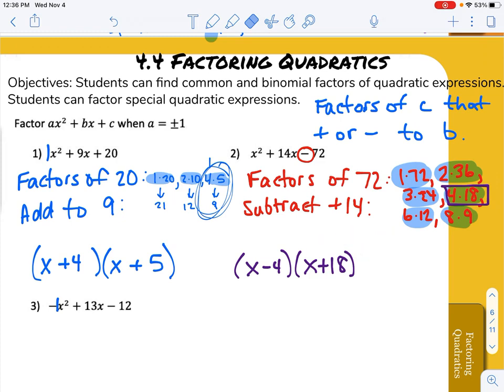And then we're done. You could check by foiling to make sure it comes out to what it's supposed to above, but I can assure you that it will. These two, you can check multiply to -72, and then they add to +14. So we are good to go.